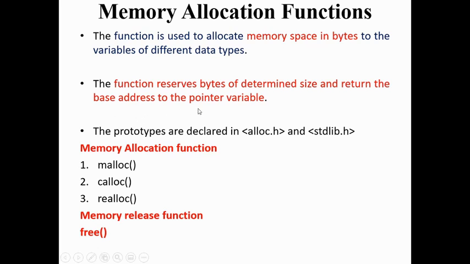The prototypes are declared in alloc.h and stdlib.h. You have to use these header files for dynamic memory allocation. Memory allocation functions are in 3 categories. One is malloc, second one is calloc, third one is realloc. The memory release function is free. The function name is free.